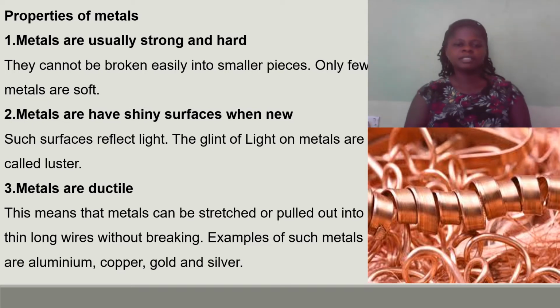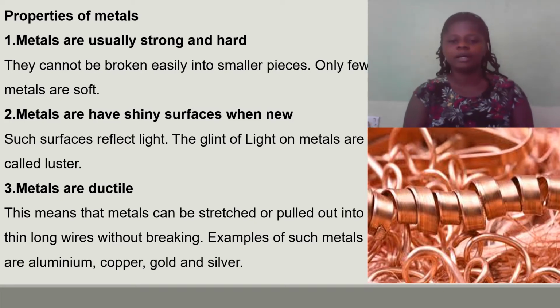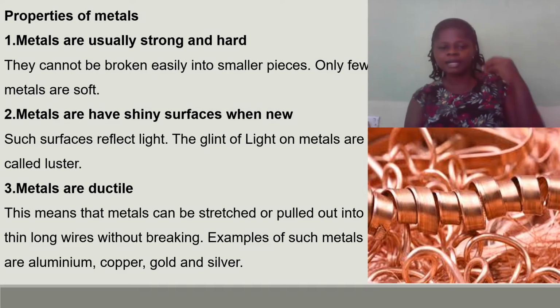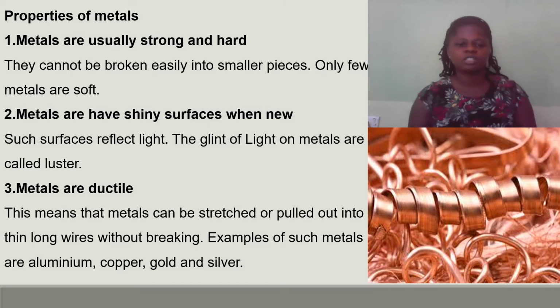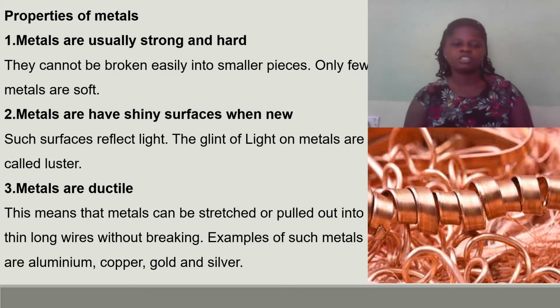Now the second property is that metals have shiny surfaces. If you look at the image there, you can see that the metal in the picture is very shiny, right? It is very shiny, and their surfaces reflect light. The glare of light on metals is called luster. The third property of metal is that metals are ductile.